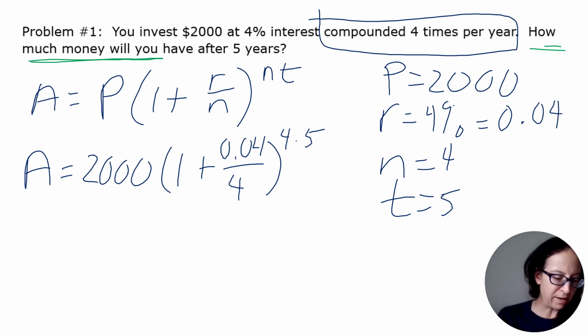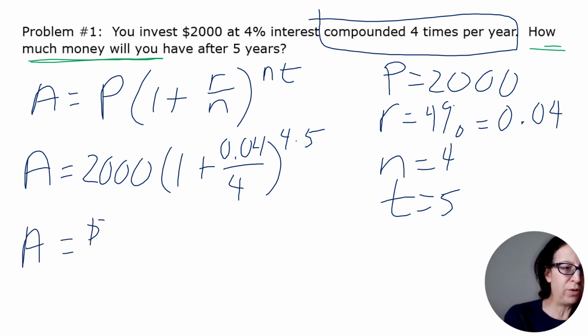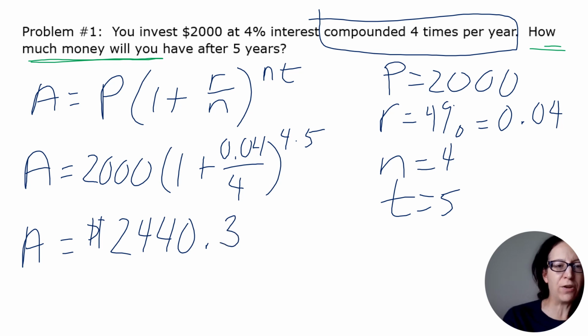1 plus 0.04 divided by 4. Okay, that was right. Now I need to go outside and do the exponent. Now I'm going to do the 4 times 5 in my head. I'm just going to put the 20 in there. And my calculator tells me 2,440.38. Now you always want to round these to the nearest penny. Now it turns out the next number there is a 0.